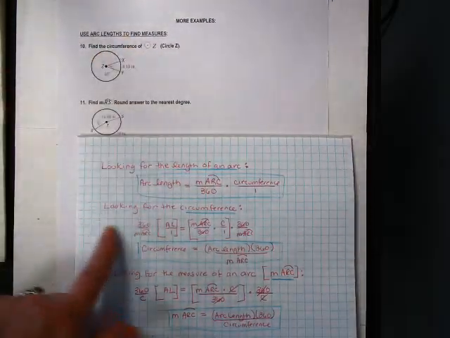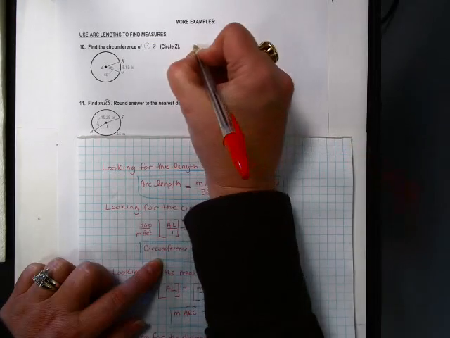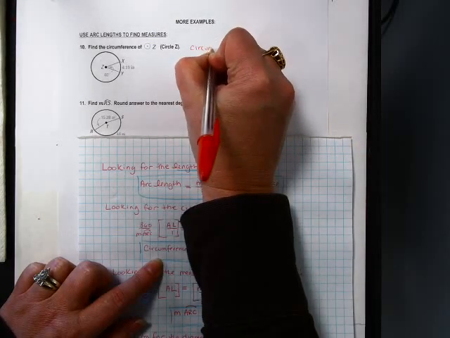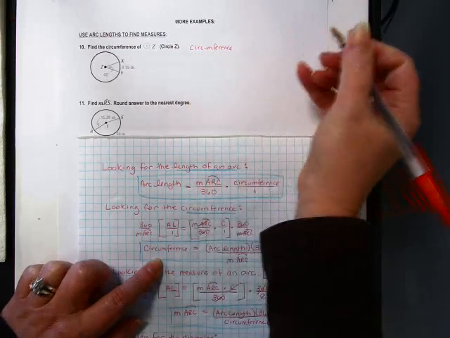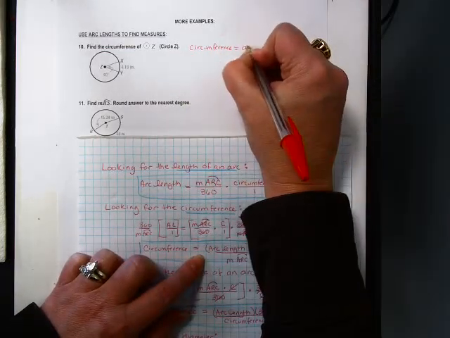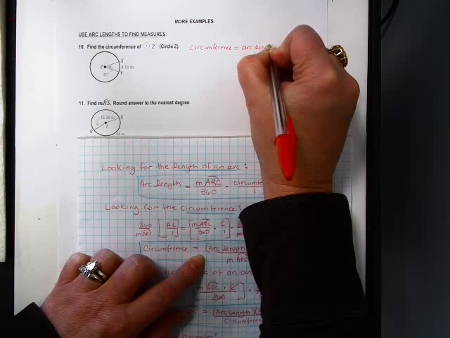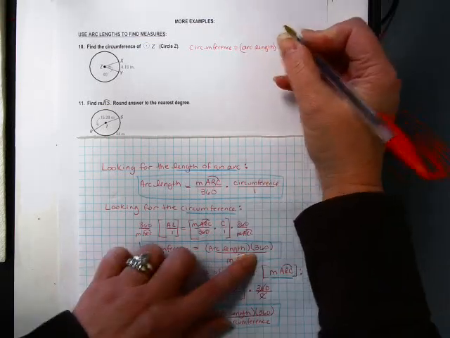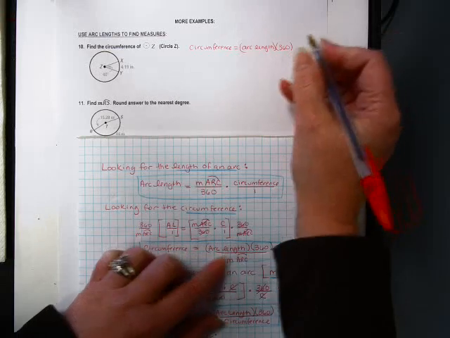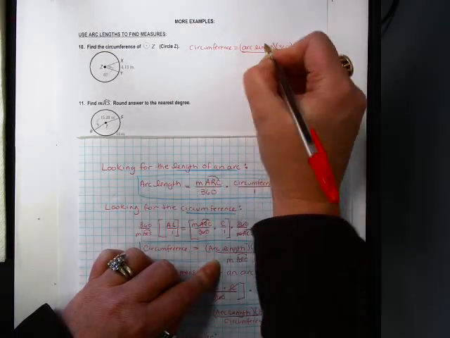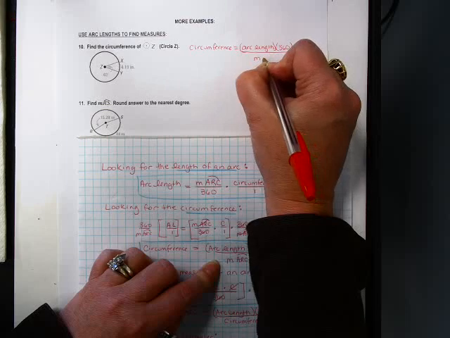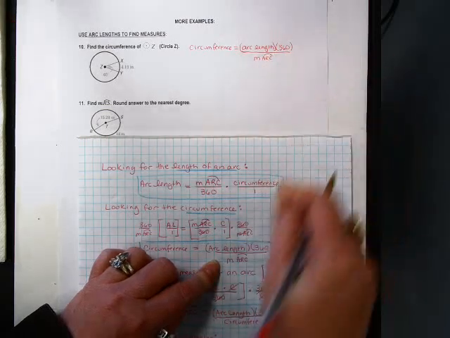Okay, I'm going to set these up for you, and then you're going to bring in the rest. Okay, let's look at our equations. This one says find the circumference. So looking for the circumference. So this one I'm going to use circumference is equal to the arc length times 360 over the measure of the arc, whatever arc they're talking about.